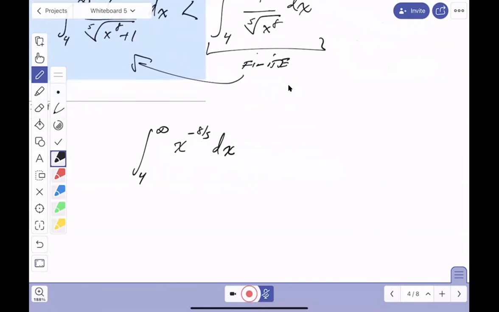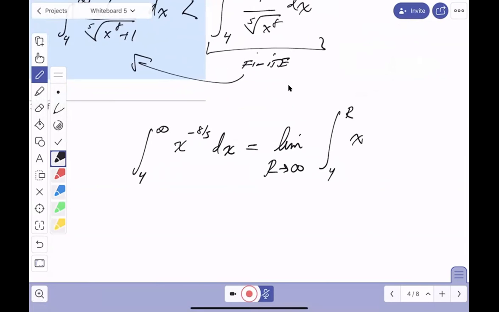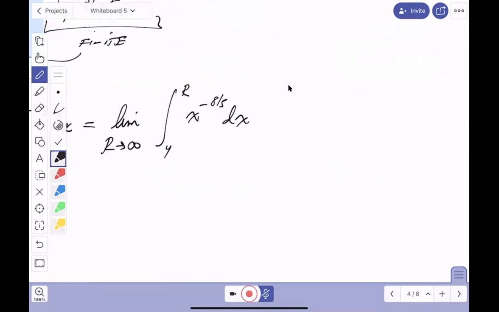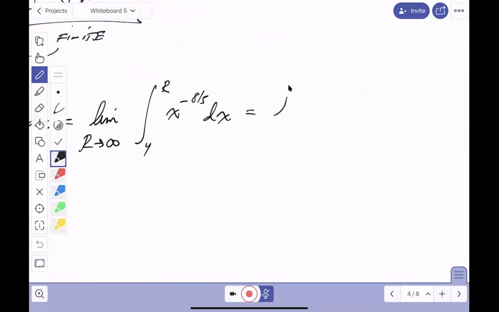Right, I'm going to write it as a limit problem, getting a little better at this. Limit as r goes to infinity, and this would be 4 to r, x to the minus 8/5 dx. And I'm going to keep moving. And what do you get over here? Limit r goes to infinity. Well, what's that going to be? I have to add 1 to that, right? So that's going to be minus 3/5. And then I divide by minus 3/5 or multiply by minus 5/3.